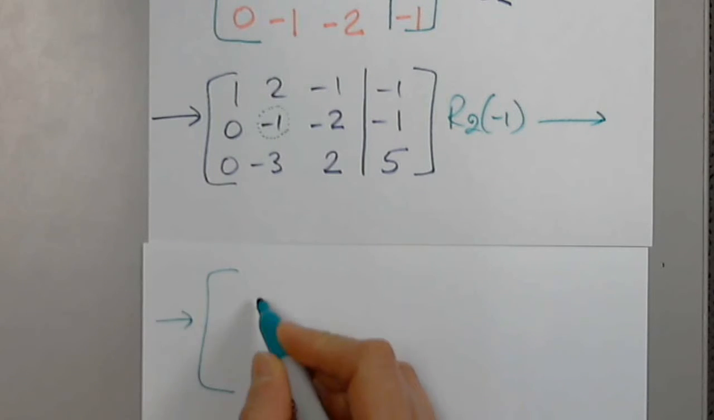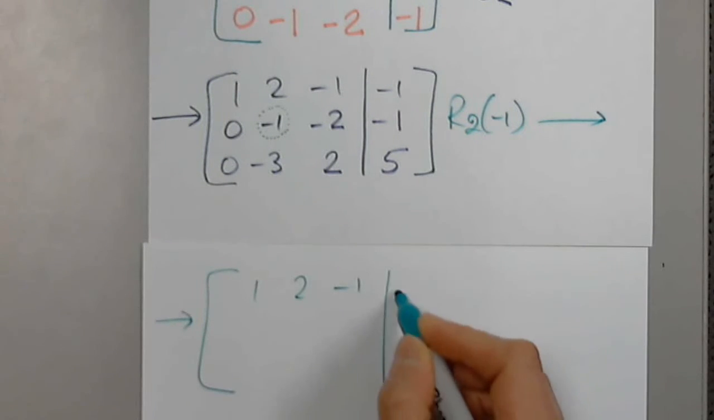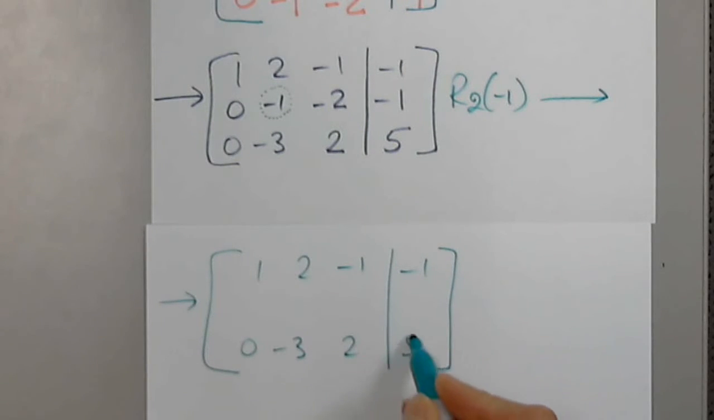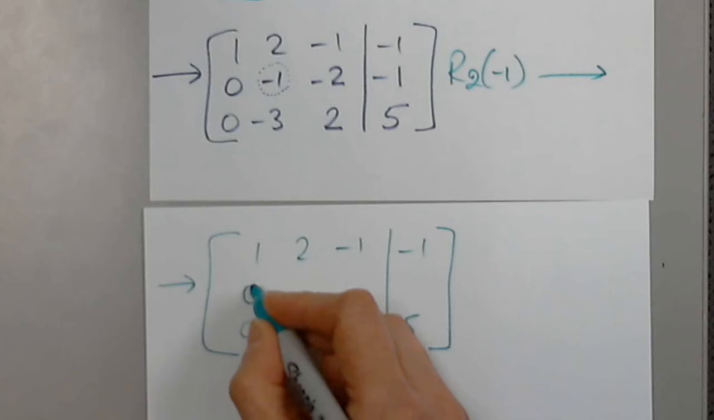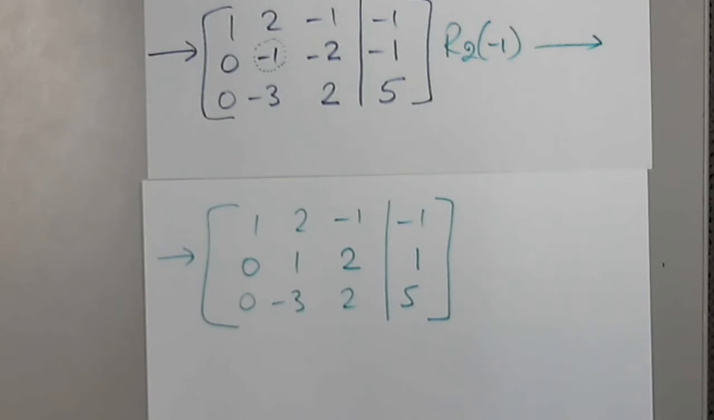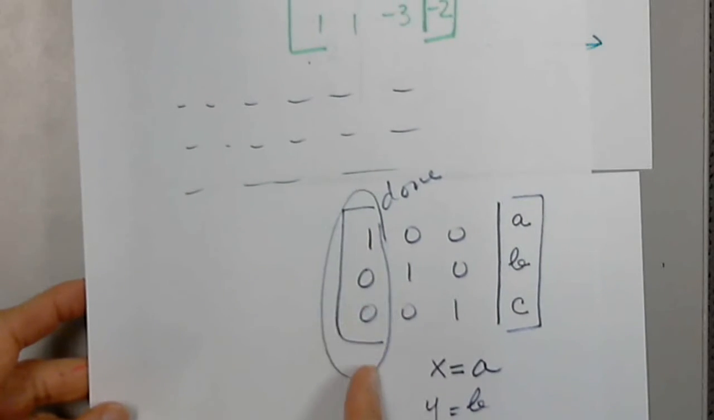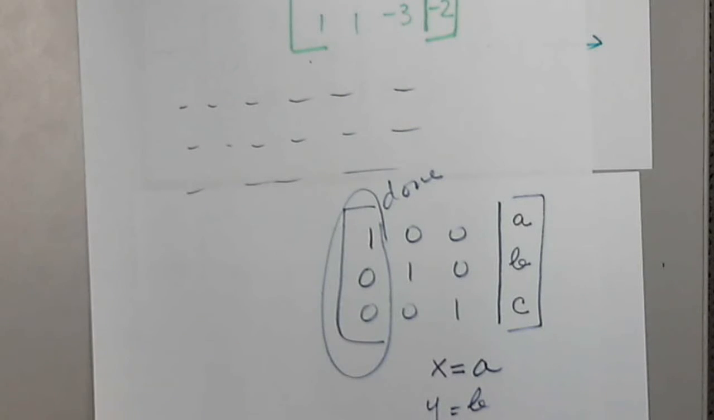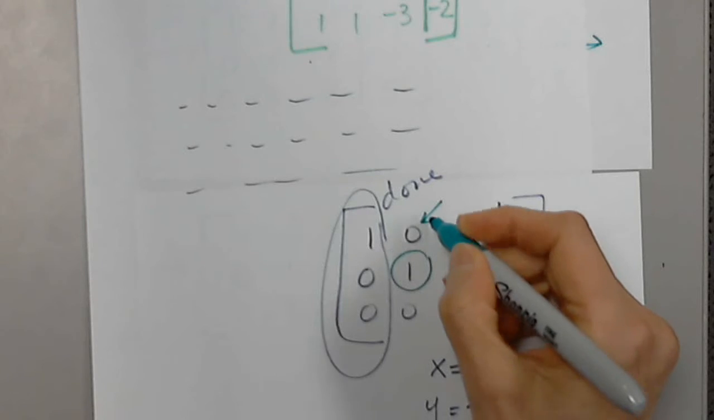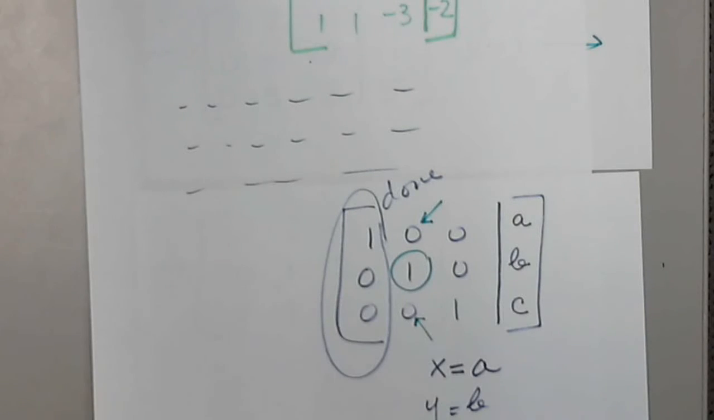So then 1, 2, -1, -1 is the top row. 0, negative 3, 2, 5 is the bottom row. 0, 1, 2, 1 is the middle row. What did I accomplish? Here's what I accomplished. I have all this column done, and I also have this accomplished. Now I have to work on this, and I have to work on this.